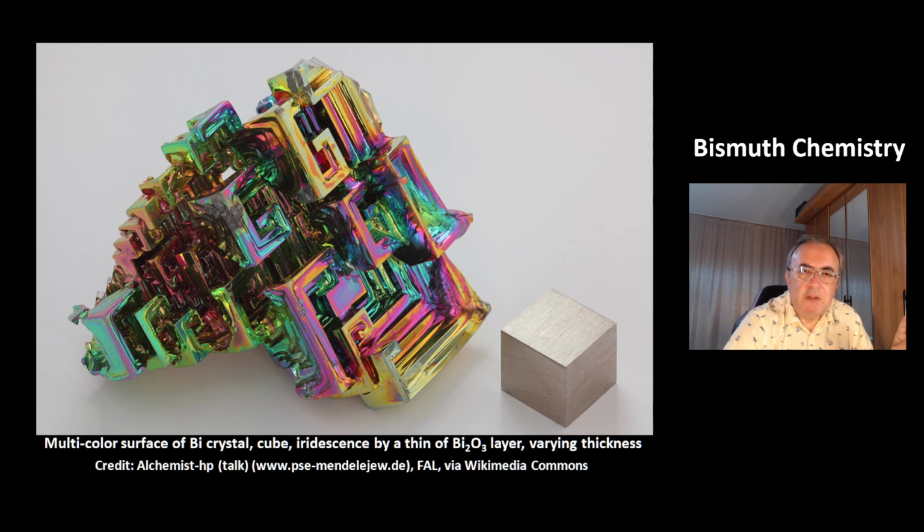This is another picture of bismuth and its multicolor surface. For comparison, at the right, that's a bismuth crystal, a cube. And this phenomenon is called iridescence. It is caused by a thin layer of bismuth oxide, and the color of this layer depends on the thickness of the oxide layer. That's why you get this multicolor surface.